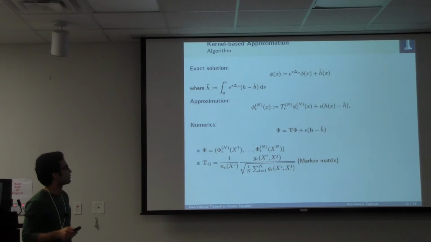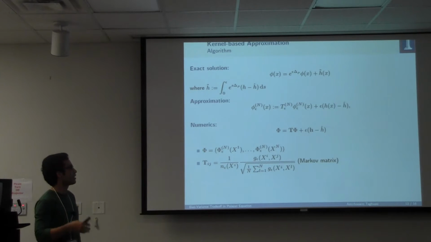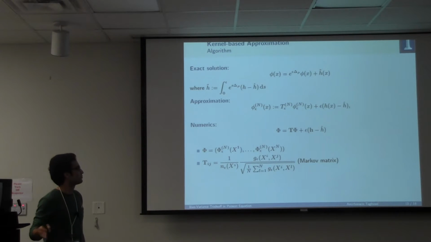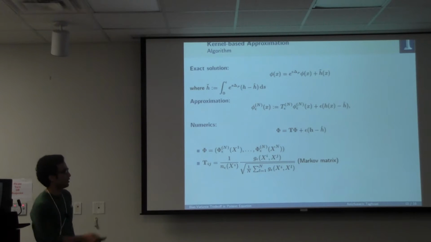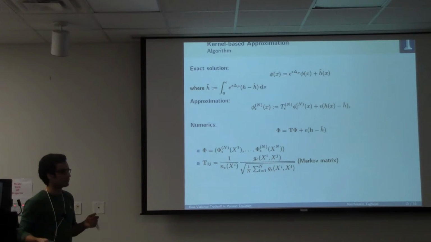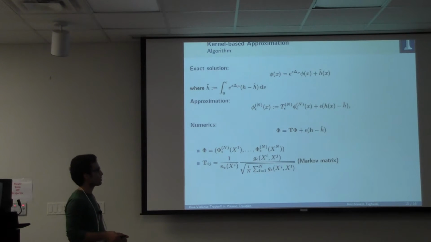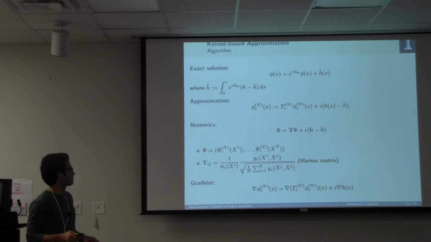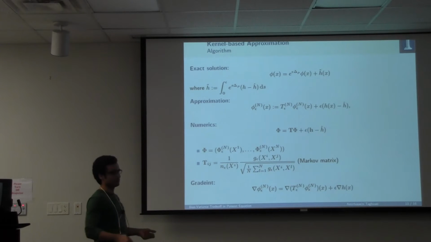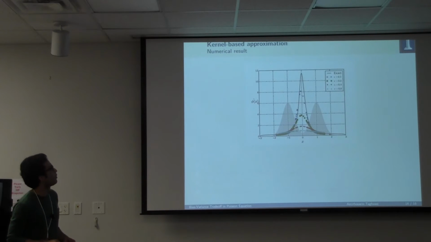Then in numerics, you just evaluate this equation at particle locations. You will obtain n equations. N is the number of particles, and you just need to solve this linear system. It's hard to invert T because it's an n by n matrix, so you just do iteration. And because T is a Markov matrix which has all positive entries, you're guaranteed that it would converge. And because at the end you're interested in the gradient, you just take the gradient of this and obtain a form for your gradient.